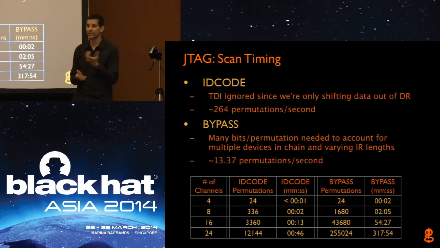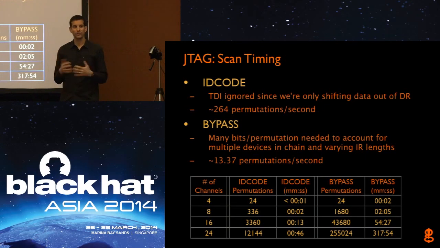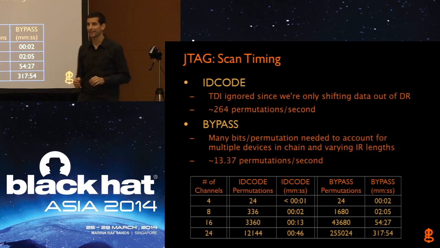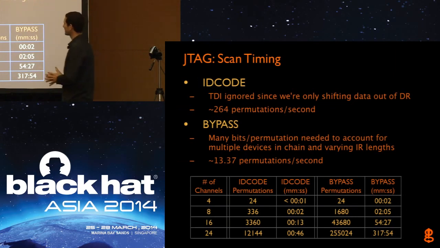But the problem is then you still need the other pin. You still need TDI. So usually what I'll do is run an ID code scan first to verify that there's a JTAG interface. And then once I know there is one, I can do the bypass scan to get TDI, that final pin. For the bypass scan, 13.37 permutations per second. Just happened that way. Totally leet.